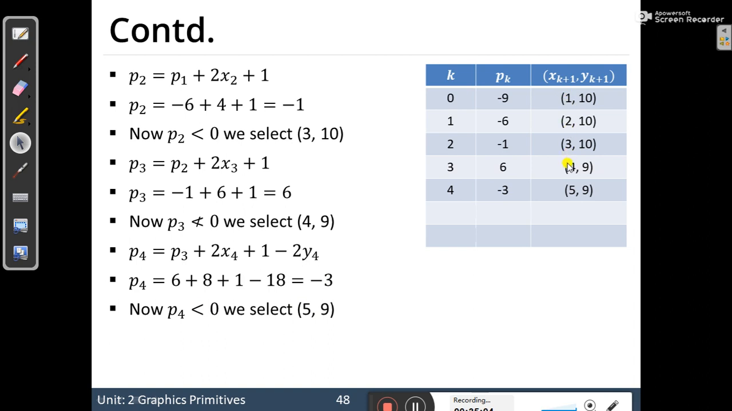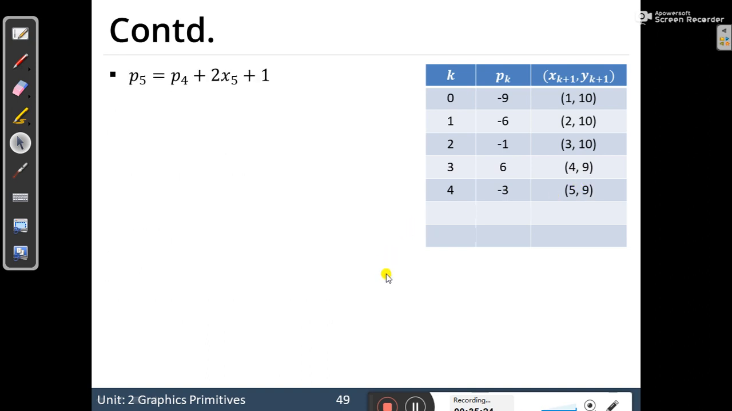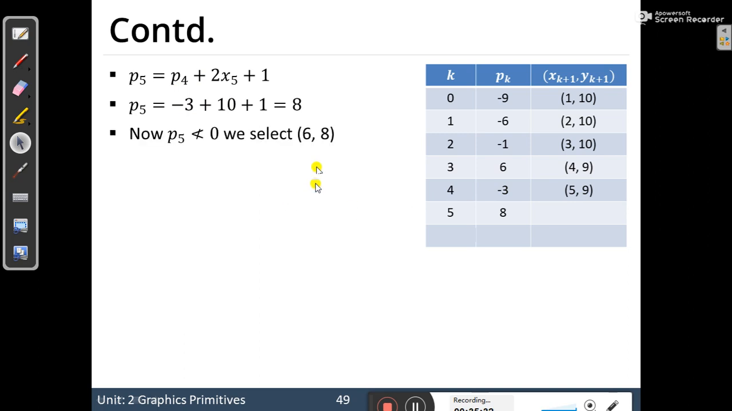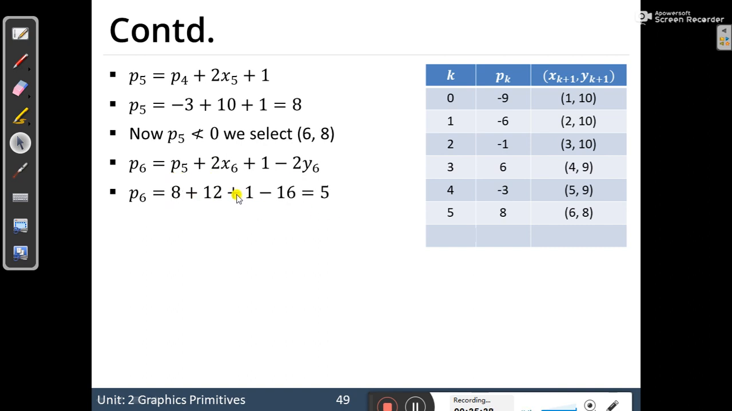At every stage we are incrementing x, but we are just calculating the y value depending on the value of p. If it is less than 0, then we'll just stay constant on y. If it is greater than or equal to 0, we'll decrement the value of y. So now p5, this equation will come because this is negative and this is again positive, and positive will decrement the value of y, then the equation will be changed, then again positive, and for positive we find this.